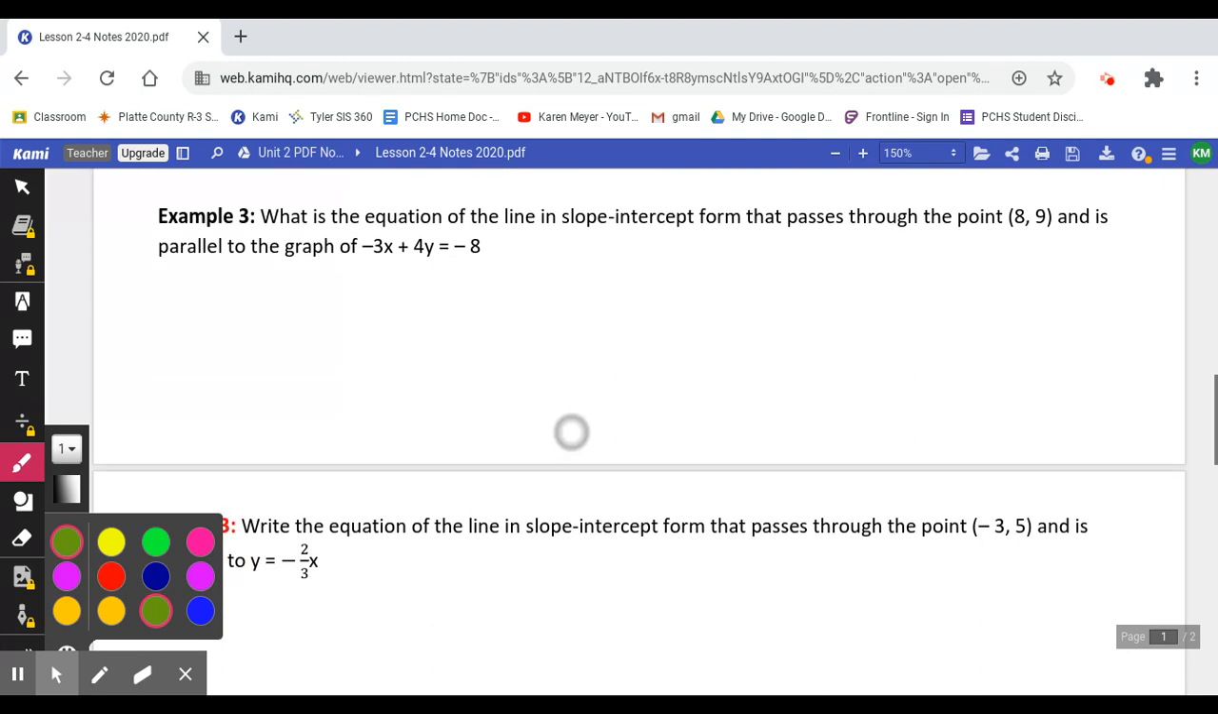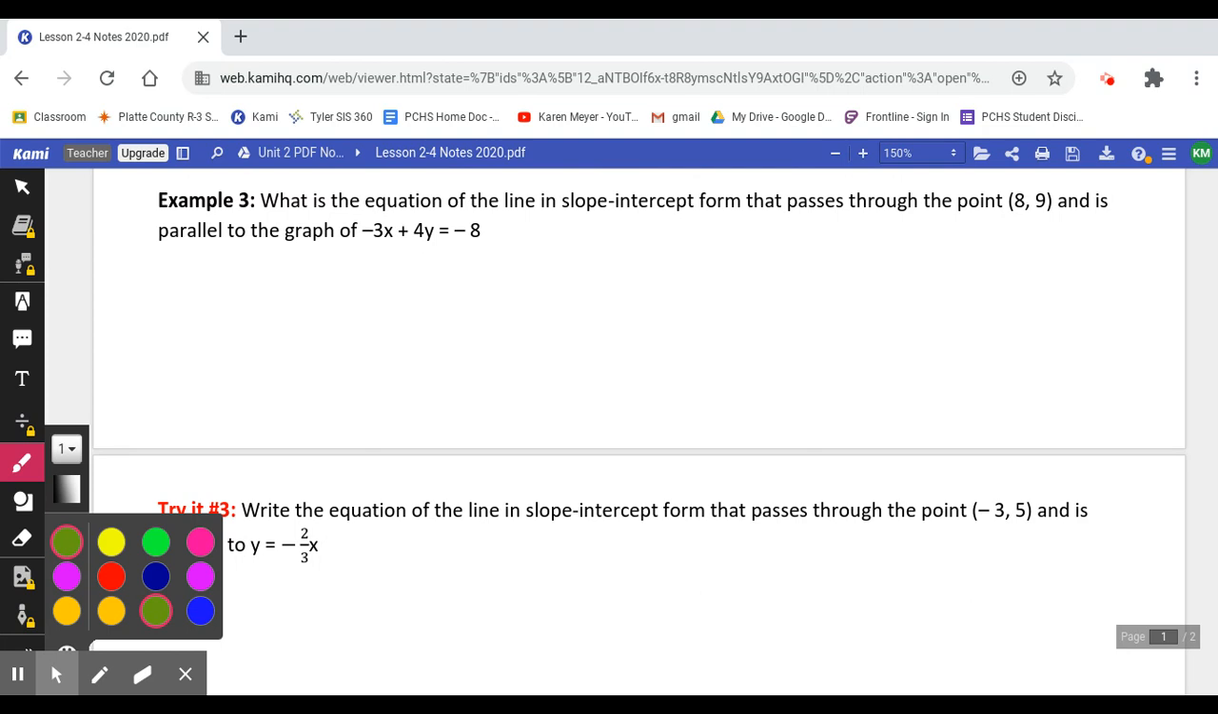Example number 3. First thing we're going to do is look at the line they gave us. And you need to take that line and put it into slope-intercept form. So I'm going to move the -3x over, and it becomes positive. Then I'm going to divide everything by 4. So y equals 3/4 x minus 2. Then I'm going to circle my slope. I'm going to cross off my y-intercept.